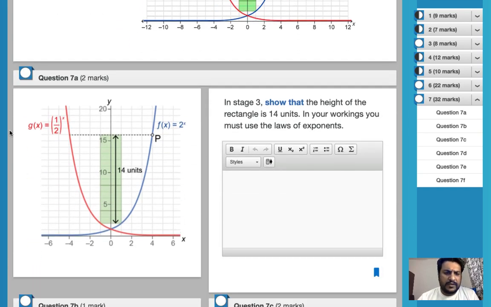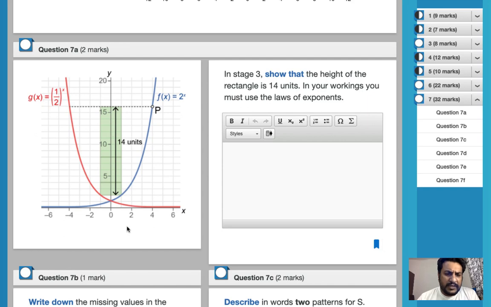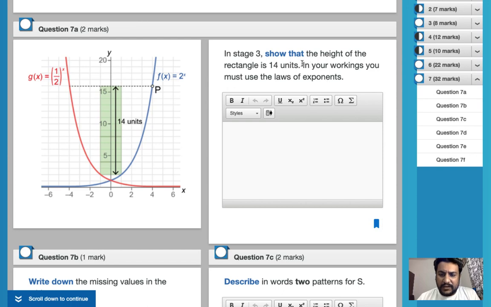Now the first question: show that the height of the rectangle is 14 units in stage 3. In your working you must use the laws of exponents. This is important over here. This is what is mentioned, that in your working you must use the laws of exponents. And which stage are we looking at? Stage 3.